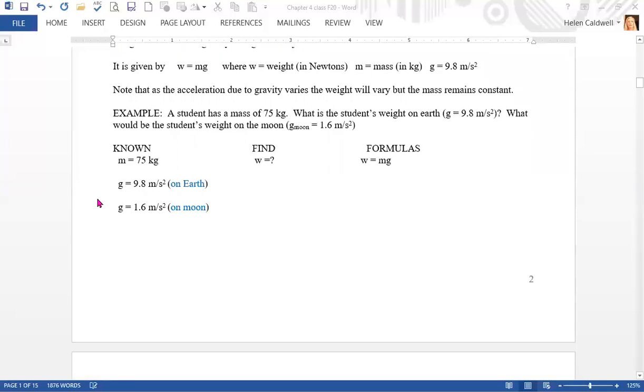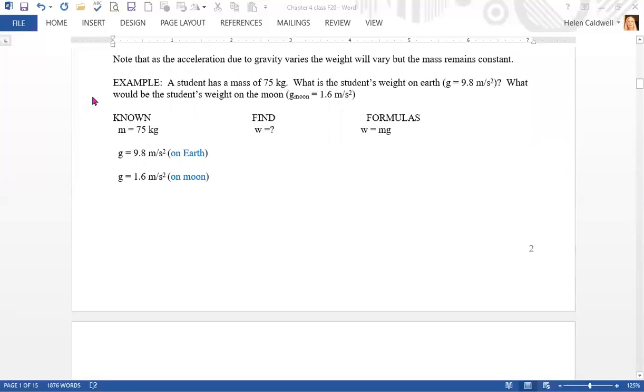All right, let's move along. Let's do an example. A student has a mass of 75 kilograms. We want to know what its weight is on Earth and what the student's weight would be on the moon. So what we are doing is taking a mass. Remember, kilograms gives us the mass, but we want to calculate the weight.